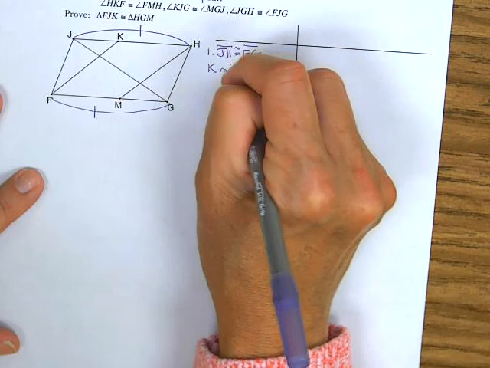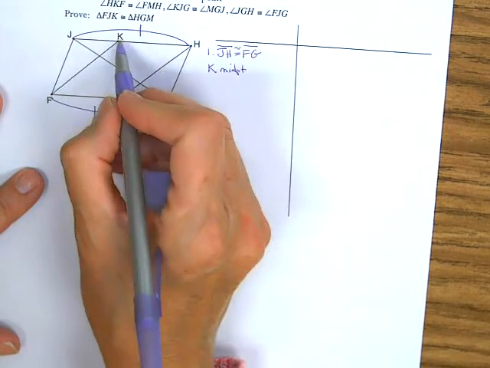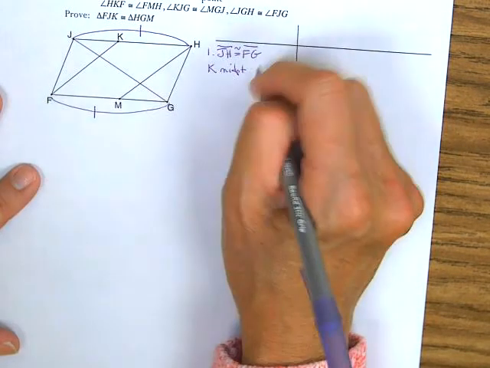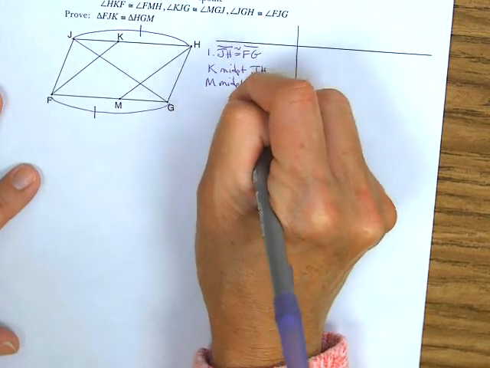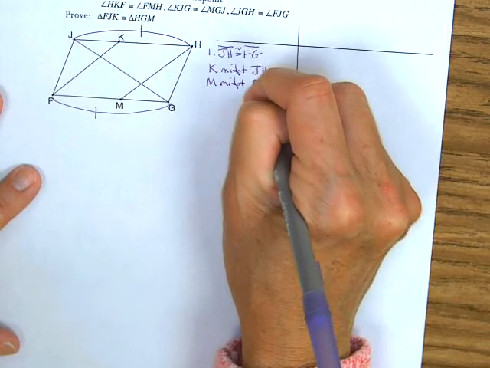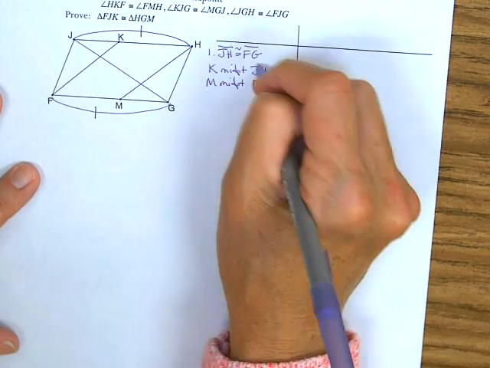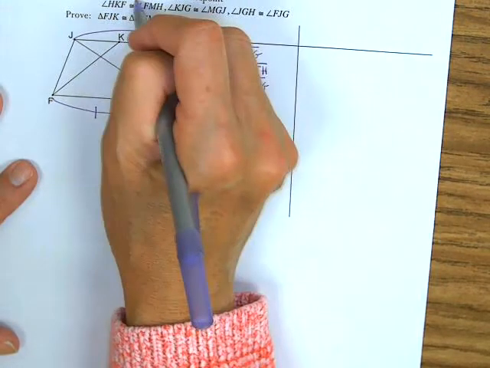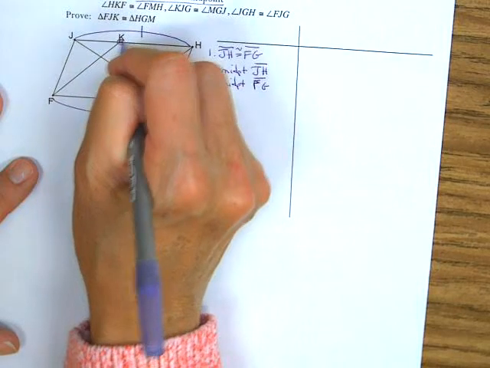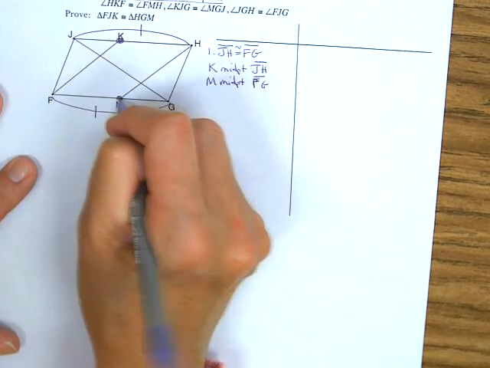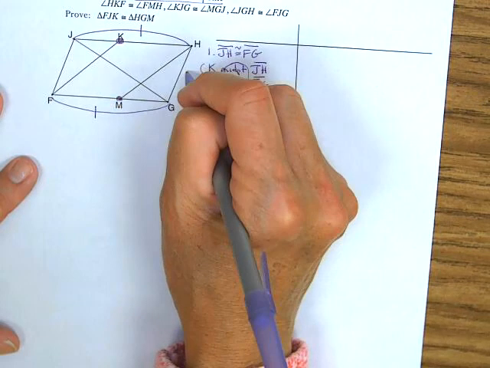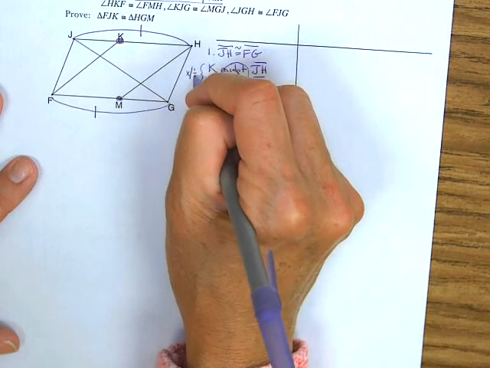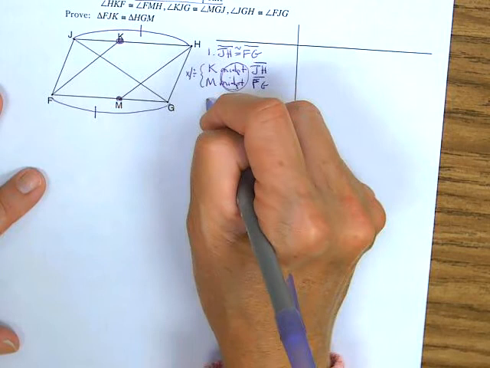K is a midpoint, and I'm going to write it out this way. K is a midpoint of, it must be JH, and M is a midpoint of FG. All right, that's that piece right there. I should have said what they were midpoints of. Now hopefully you are seeing, when I write it this way, two midpoints, and you are remembering that probably means I need to use multiplication or division. We'll come back to that.